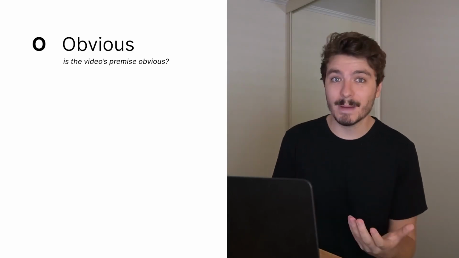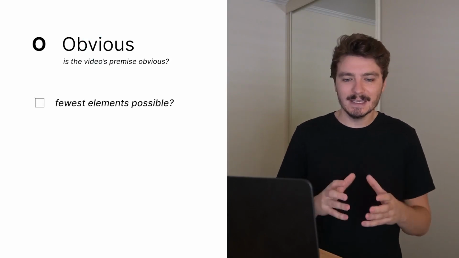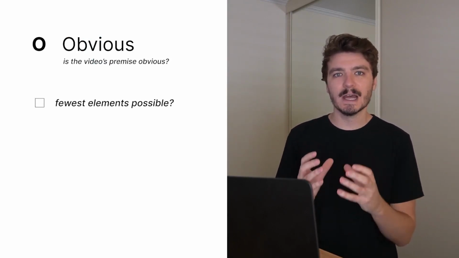But I have a few tick boxes that I like to ask myself when designing a thumbnail to ensure that the video's premise is actually obvious. So the first tick box here is just asking, is this thumbnail using the fewest elements possible? Your brain is trying to decipher an image, is trying to understand what's happening. And the more stuff that's in that image, the more brain power and energy is going to be used to try and understand what's happening. So your goal here is just to use the least amount of elements possible in order to deliver that information.